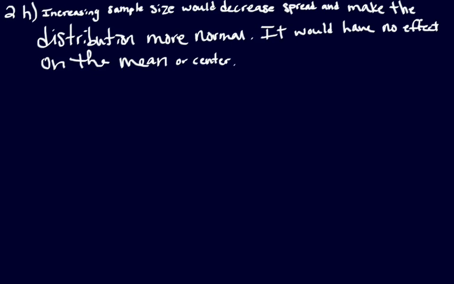All right, so increasing the sample size would decrease spread. It makes the shape become more normal, and it would leave the mean the same, or have no effect on the mean or the center of the distribution. Make sure that anytime I ask you to comment on what the central limit theorem says, those are the 3 things you want to remember.